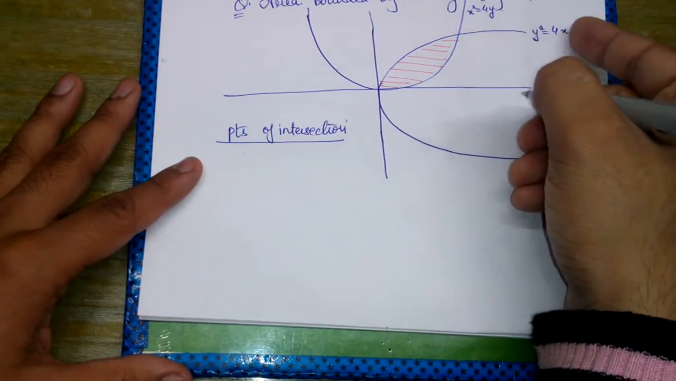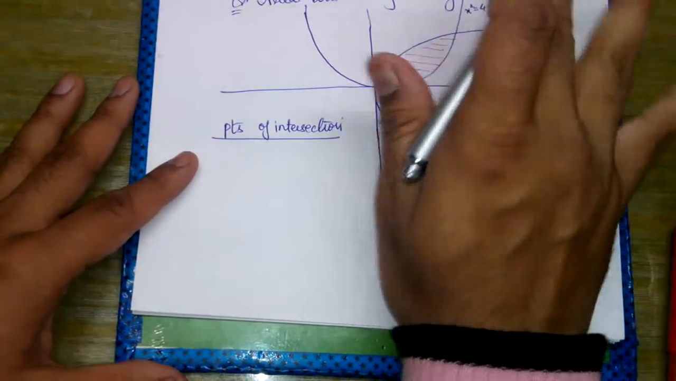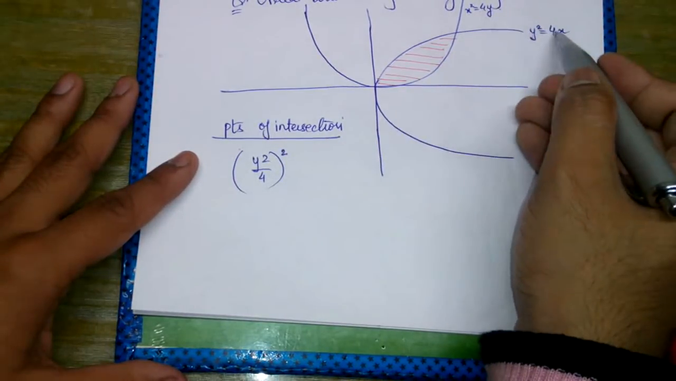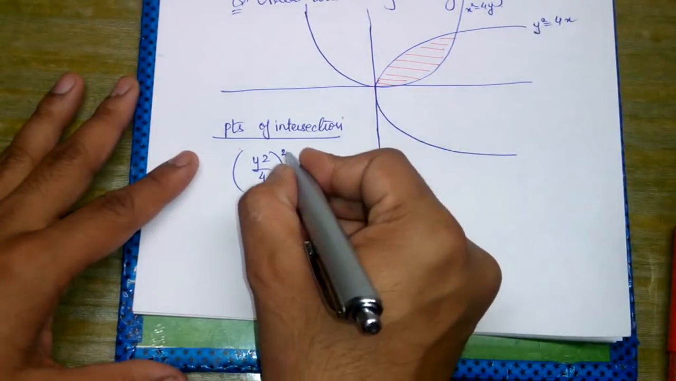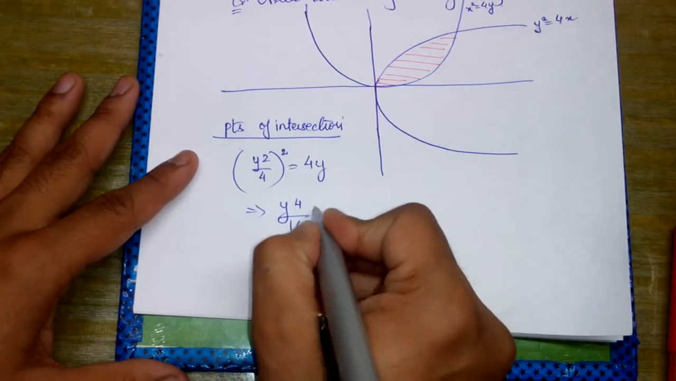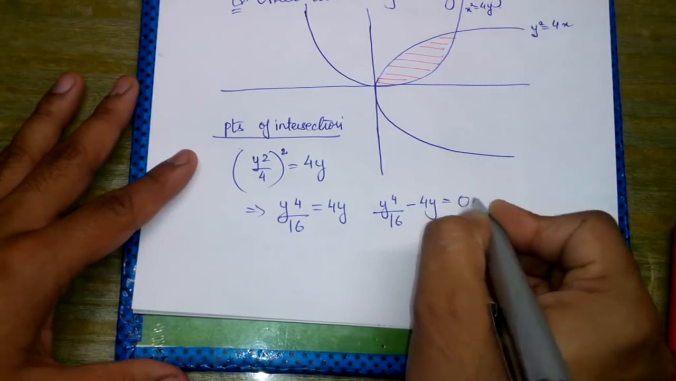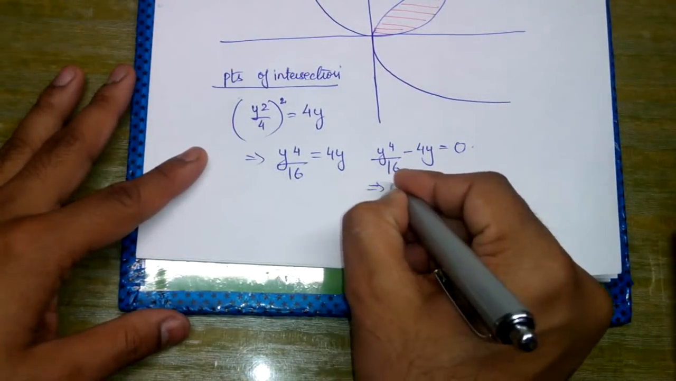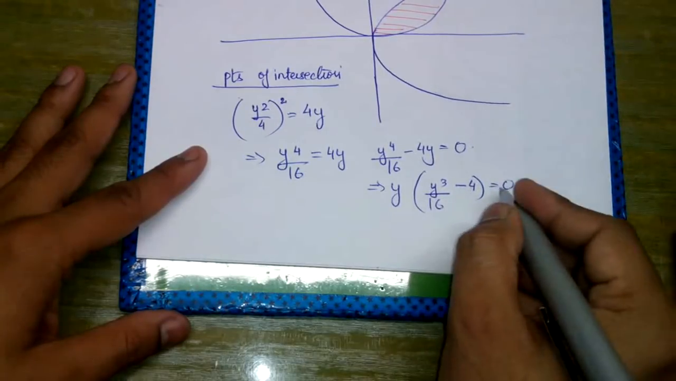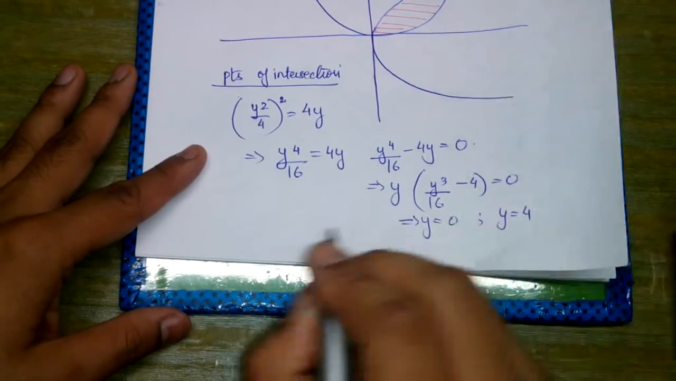That is, we can simply put the value of y here or x here, and we can evaluate. So y square upon 4, whole square, is the value of x square in x square is equal to 4y. So we have y to the power 4 upon 16 is equal to 4y. So y to the power 4 upon 16 minus 4y is equal to 0. From this we will take y common. So this would be y times (y cube upon 16 minus 4) is equal to 0. And from here, one value of y is coming out directly to be 0, and the other value is y equals 4.